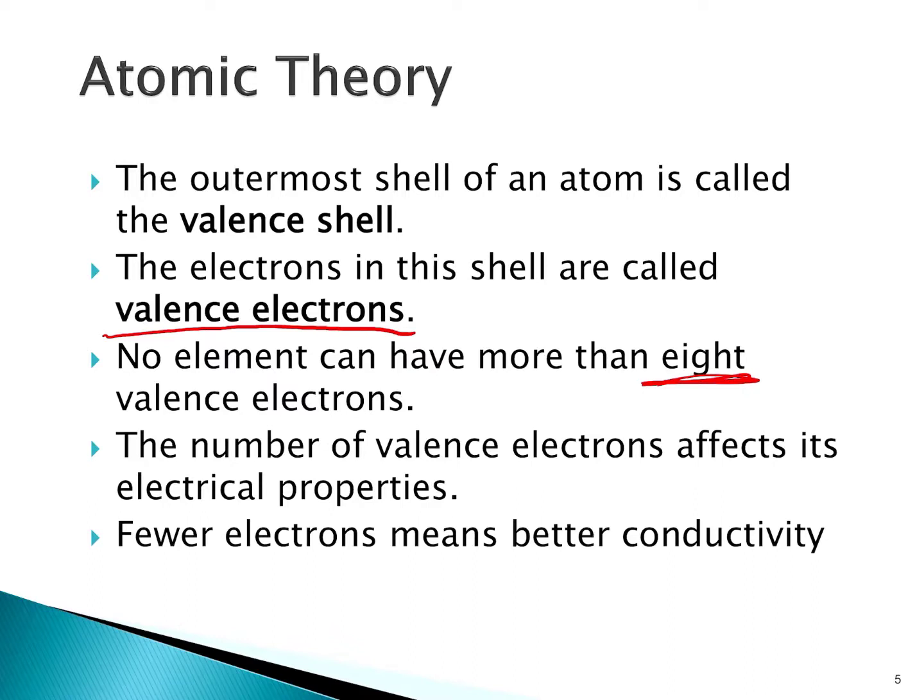The number of valence electrons are what determines its electrical properties. And here's the last part. Fewer electrons means better conductivity. So it means that any of your common conductors like copper, aluminum, silver, gold, those are all materials that have very few valence electrons.